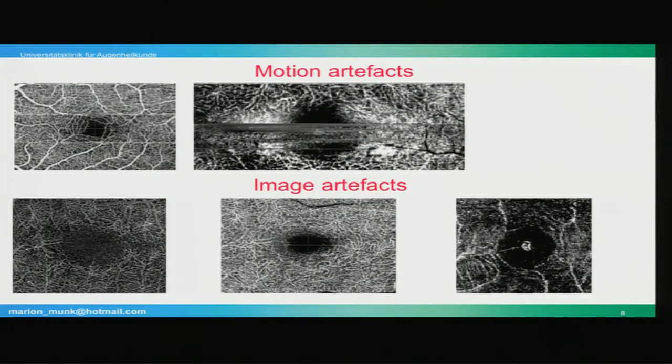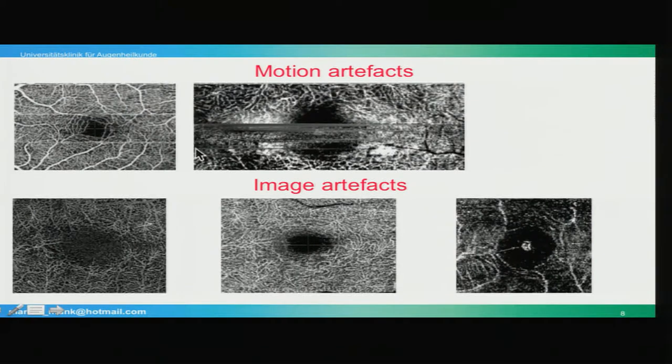Each imaging modality has its limitations, and for OCTA it's definitely motion artifacts and image artifacts. Usually the devices have an inbuilt eye tracker, and if the patient makes small eye movements, the device is able to account for that. However, when you have big eye movements, it's not possible for the device to cope with it, and then you get these horizontal lines, which may impact your evaluation of the image.